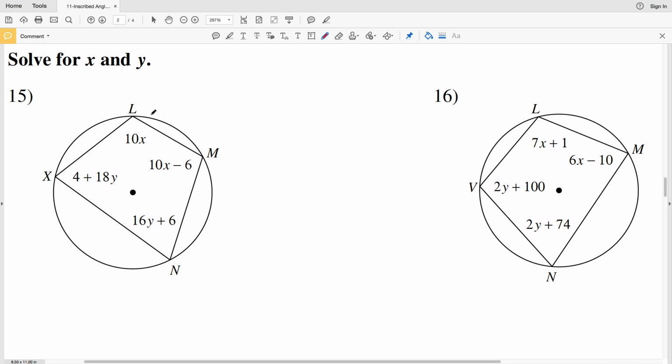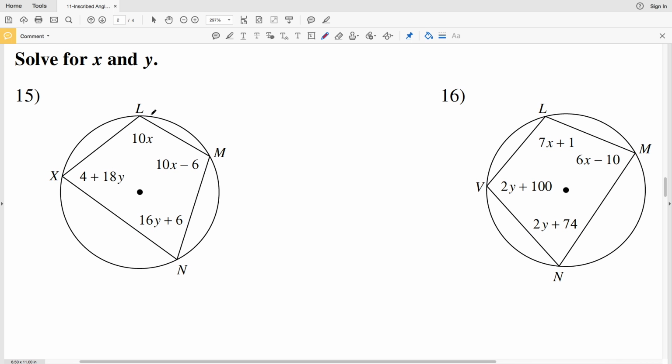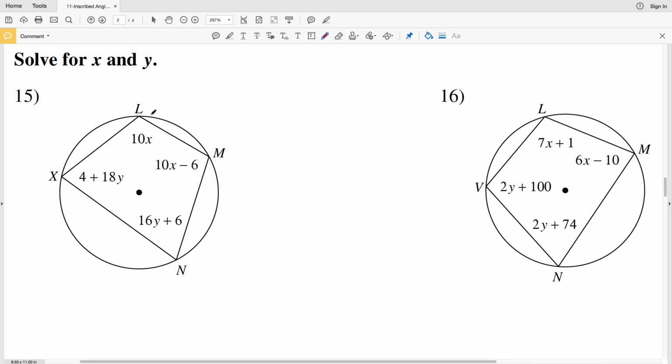Now, on to the last two problems on this worksheet. I'm going to be solving for x and solving for y.